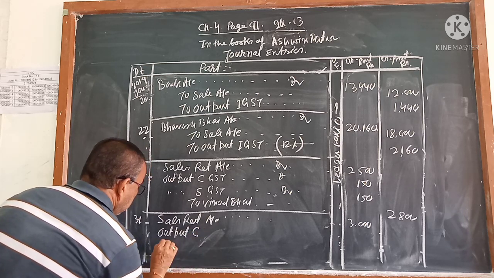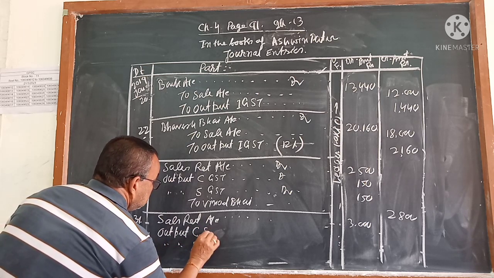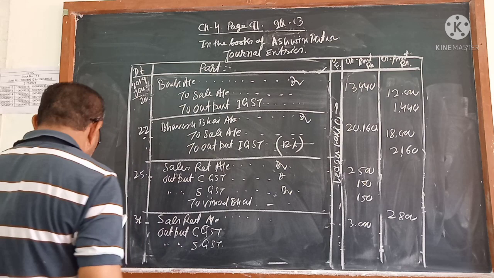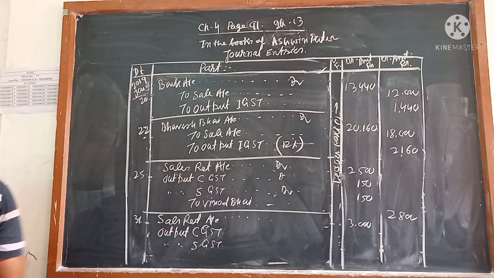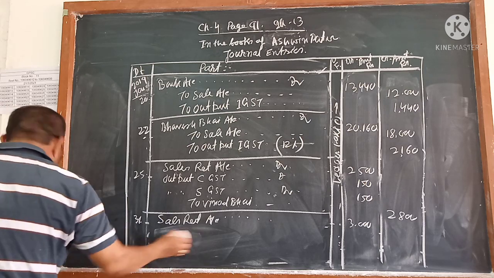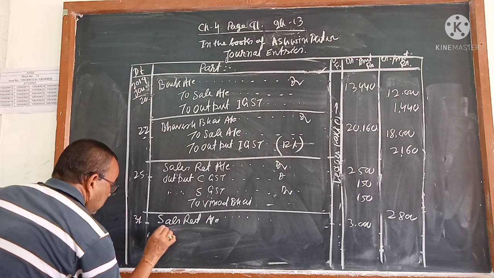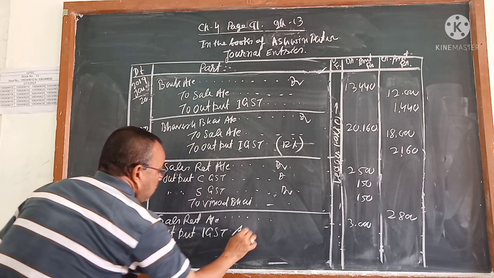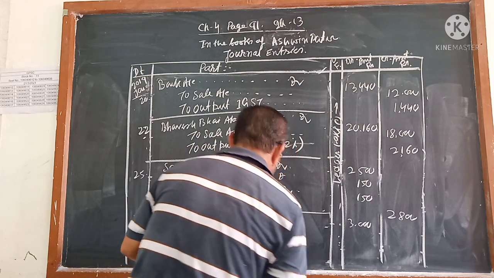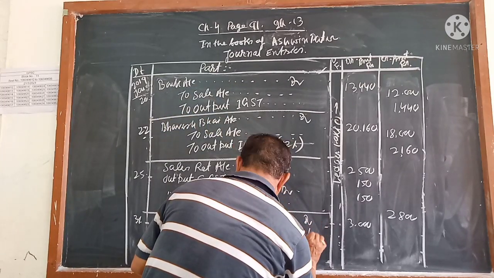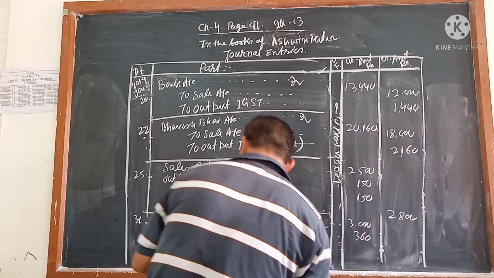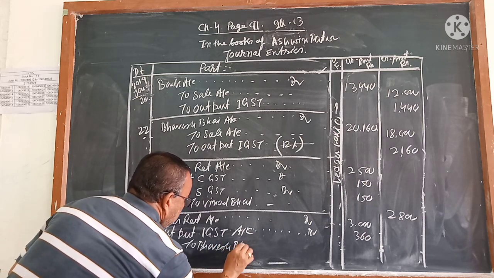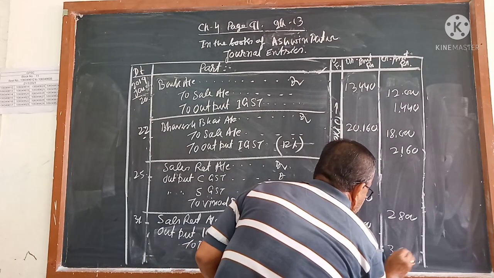Output central or output state, right? GST and GST. No, this was integrated, right? Sorry, it was integrated. If it is integrated, then output IGST account, that is debit, 360 to Bhavesh Bhai. That is 3,360.